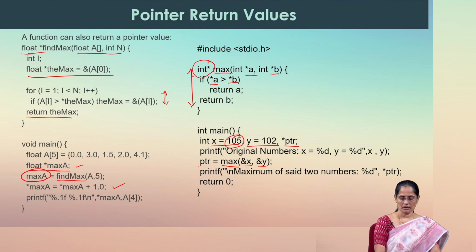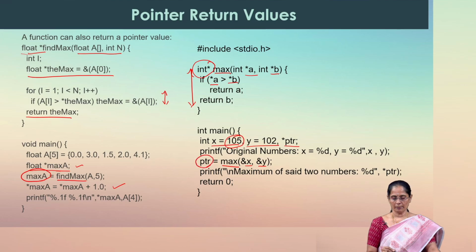So, the address where 105 is stored will be returned. That would be received by the pointer variable PTR. So, when we want to display the value stored in PTR, we have to dereference it using the asterisk symbol, right. Hope now you would have understood how to return a pointer as a return value.